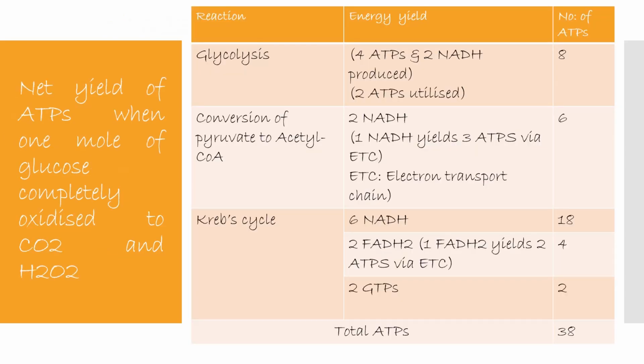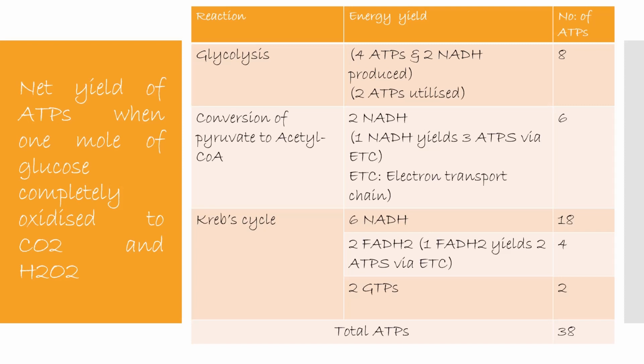Let us see the amount of ATP produced when one molecule of glucose is completely oxidized. Through glycolysis, glucose produces 8 ATP. For detail, please see the glycolysis video which I have given earlier. When pyruvate is converted to acetyl-CoA, one molecule of NADH is formed. Since two molecules of pyruvate are formed from one molecule of glucose, two NADH are formed. One NADH gives 3 ATPs through the electron transport chain, so this reaction gives 6 ATPs.